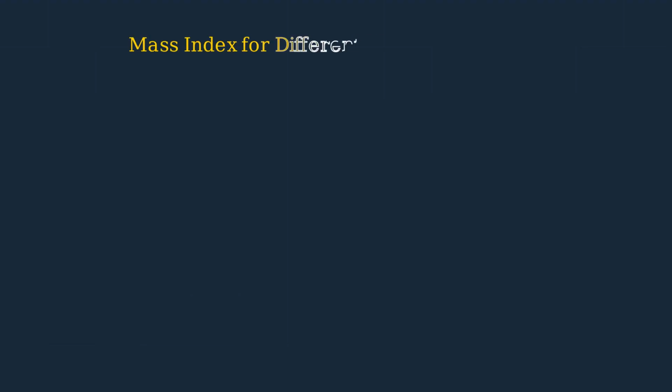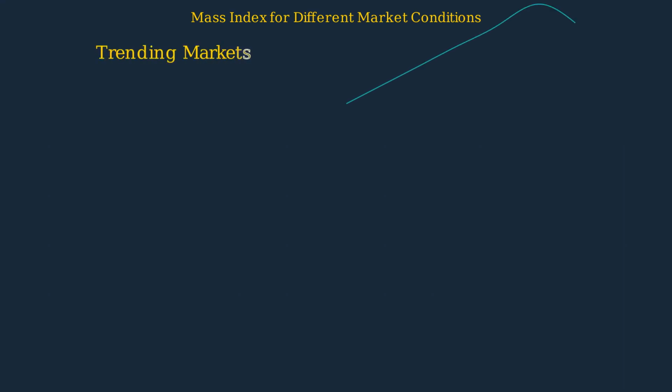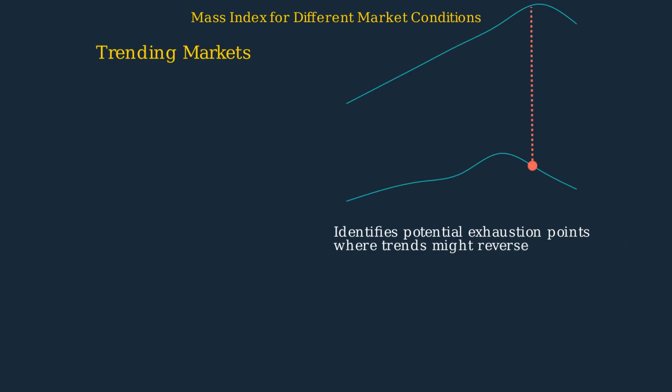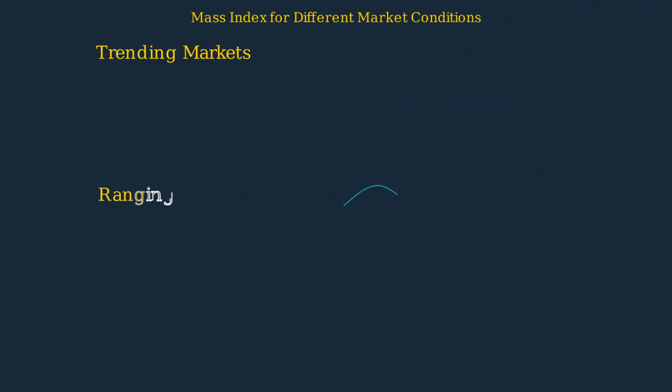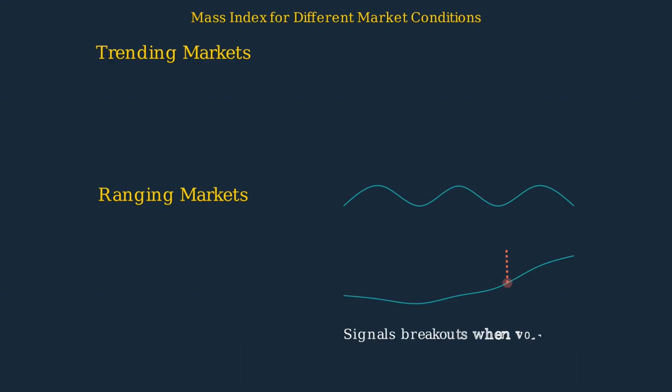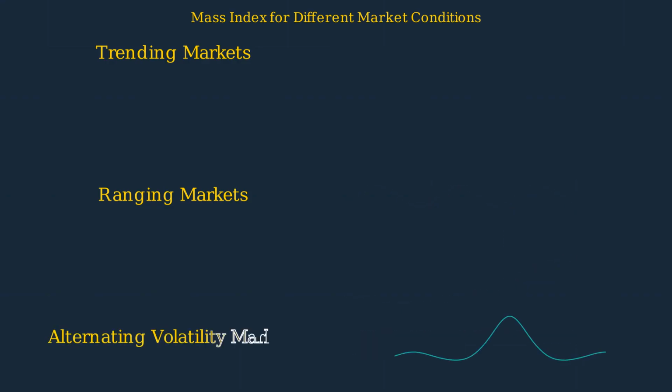The mass index indicator performs differently across various market conditions. In trending markets, the mass index helps identify potential exhaustion points where trends might reverse. In ranging or consolidation markets, it can signal potential breakouts when volatility begins to expand. The indicator is particularly useful in markets that alternate between periods of low and high volatility.